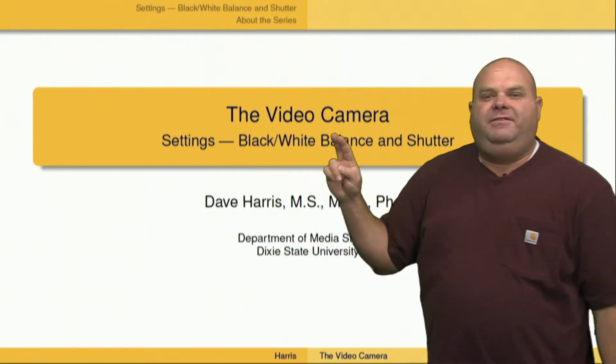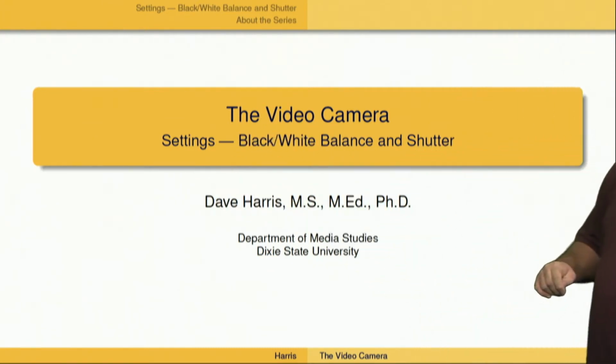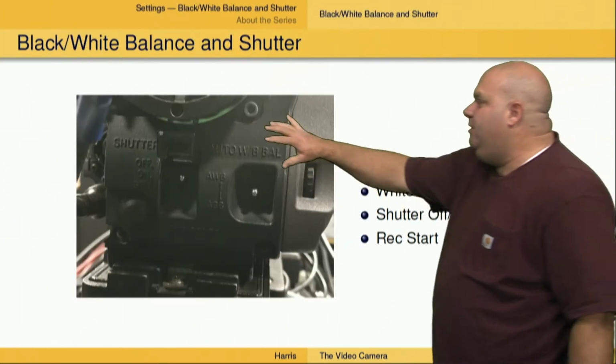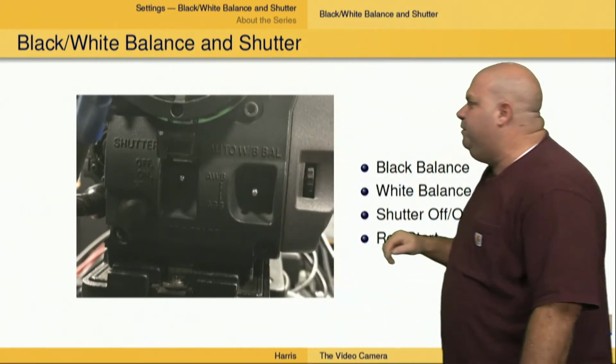We're talking about video cameras, and specifically in this video about the black and white balance and shutter settings on a generic camera. Here we have a typical front panel on a camera. This right here is where the lens would go. This is going to be on the front below the lens. We've got a couple of switches and a button.